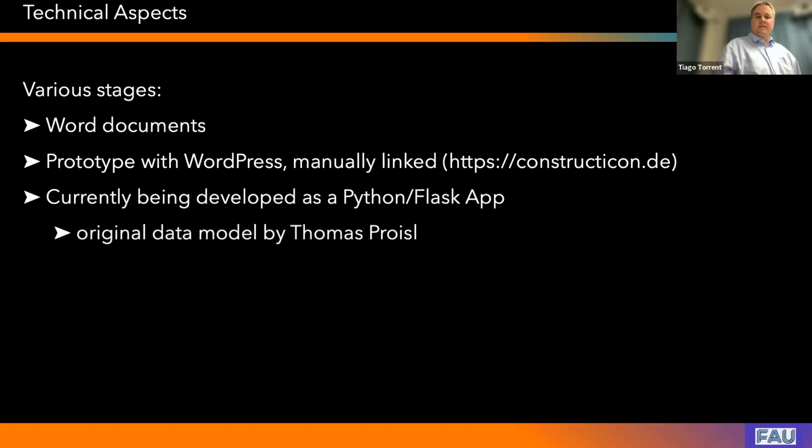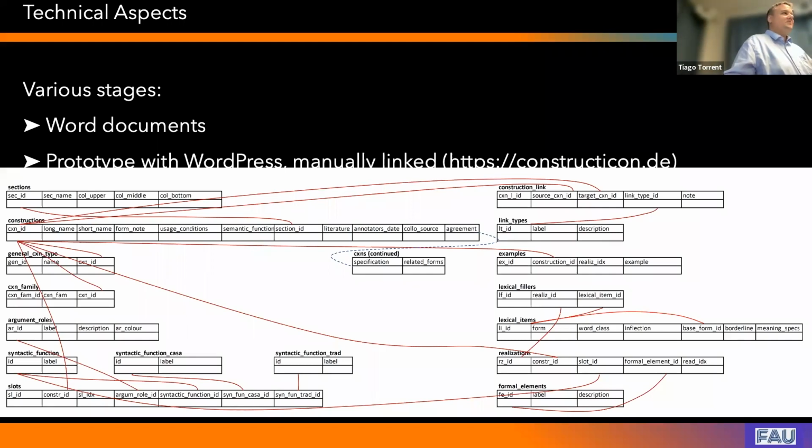And the original data model was done by Thomas Preusel. In its current version, it looks roughly like this. Immediately obvious, isn't it? So, an entity relationship model. Don't worry about it. We have basically tried to remain flexible. So every type of information gets its own representation here. And then, for instance, if you look here at the link types, we basically have link types and construction links, so we can remain flexible in the ways we add additional ways of connecting constructions in the future. This whole thing is shown as a database model here.